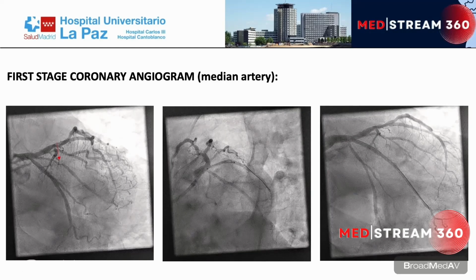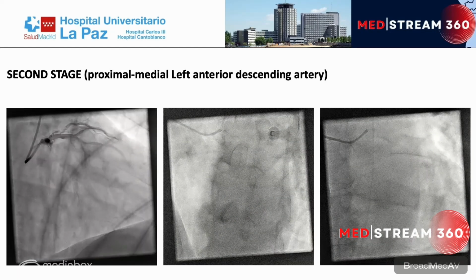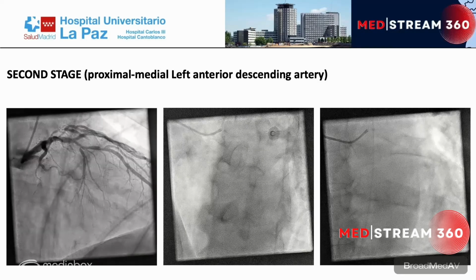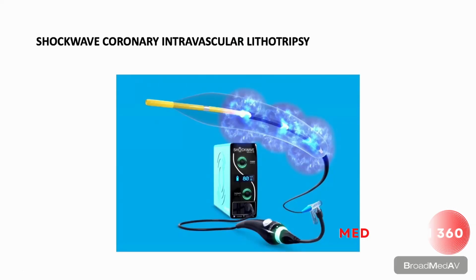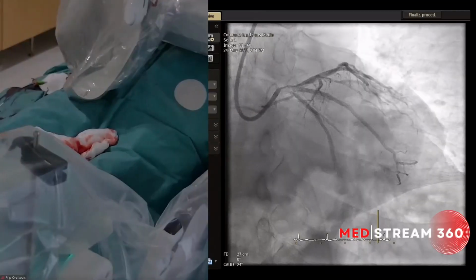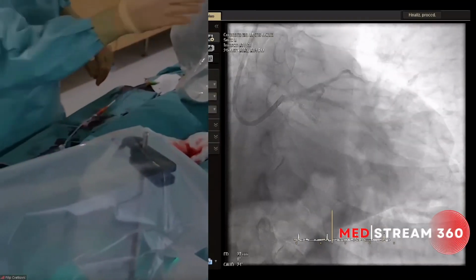Another lesion was observed in the proximal descending artery, a very calcified lesion that we decided to treat in a second stage intervention. Furthermore, a lesion was also observed in the mid-anterior descending artery within an intramyocardial segment. The plan is to perform the PCI using shockwave, so intravascular lithotripsy, and guided by intracoronary imaging. These are the angios of today.